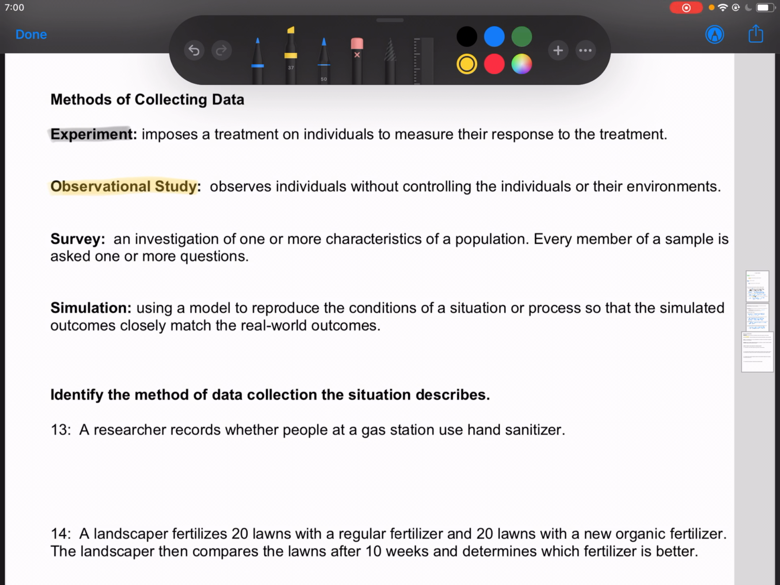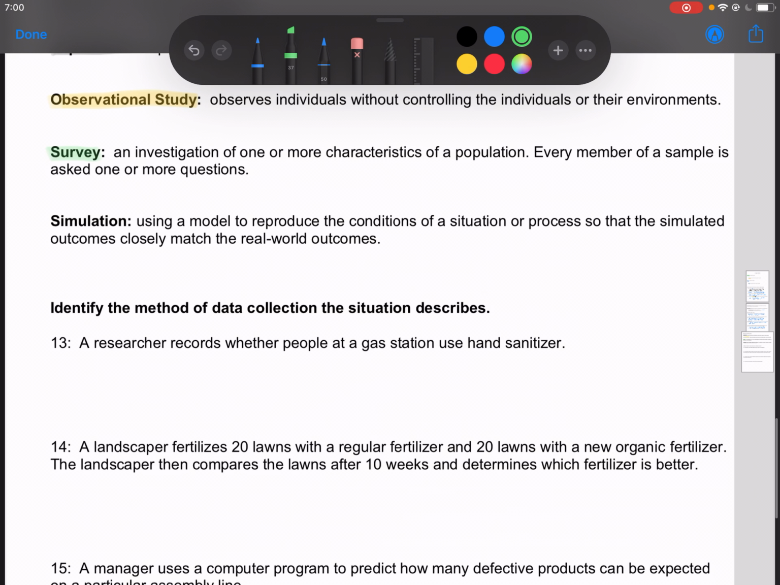A survey is when you're investigating one or more characteristics of a population and you're asking every member of that sample one or more questions. So, I mean, you've probably seen surveys. I know you've seen surveys on like receipts. They'll ask you to fill out a survey. You're just asking a few questions, usually that people respond to.